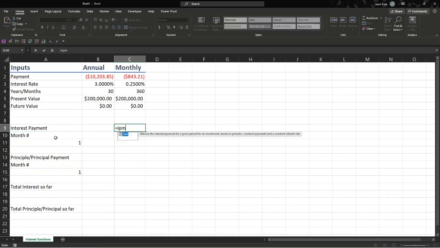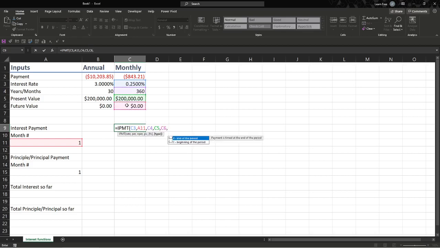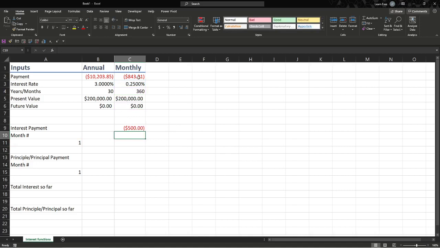So equals IPMT, the rate, right there. There's our monthly, the period, 1, number of periods, there are 360 still, present value, 200, future value, good old 0, and end of period still. So our interest payment for period 1 is going to be $500. So of that $843, $500 is there.